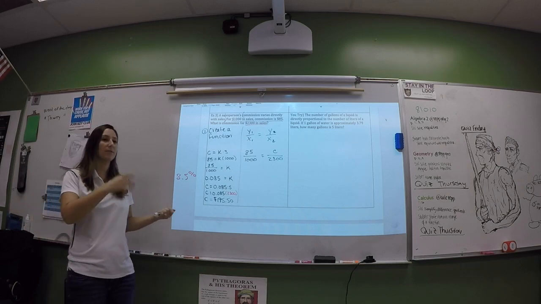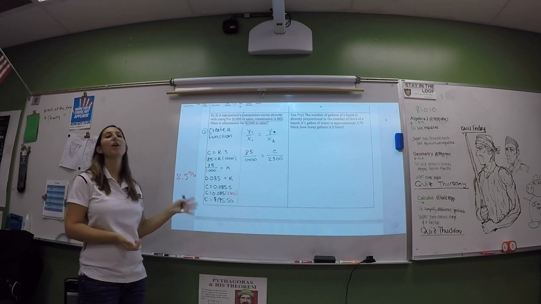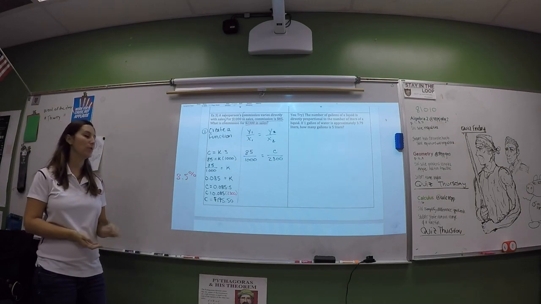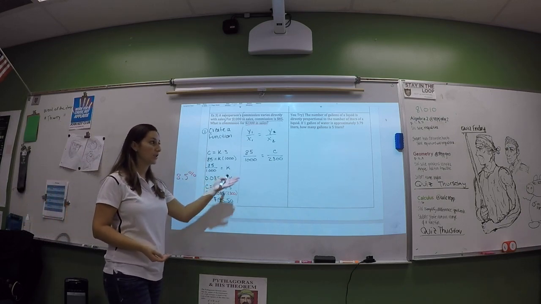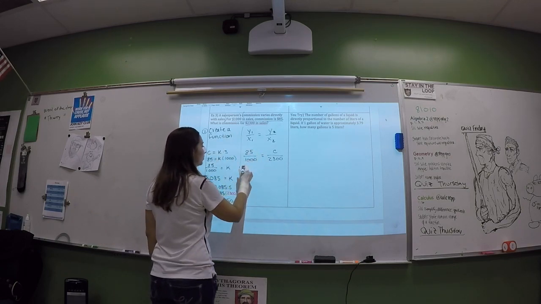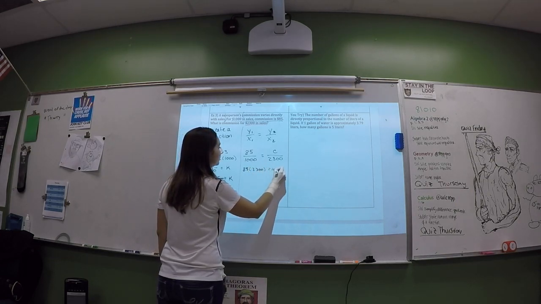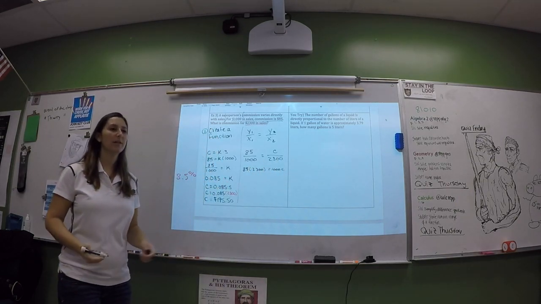Either one is fine, but if you're asked for a function, which I'm going to ask you for, then you have to be able to write the function. So you still need to know how to do this process, but to solve the question, you don't really need any of this. You can just go, and then divide by 1,000, and you'll get the same answer.